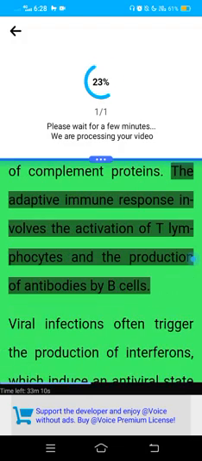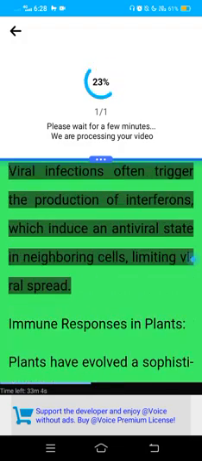The adaptive immune response involves the activation of T lymphocytes and the production of antibodies by B cells. Viral infections often trigger the production of interferons, which induce an antiviral state in neighboring cells, limiting viral spread.